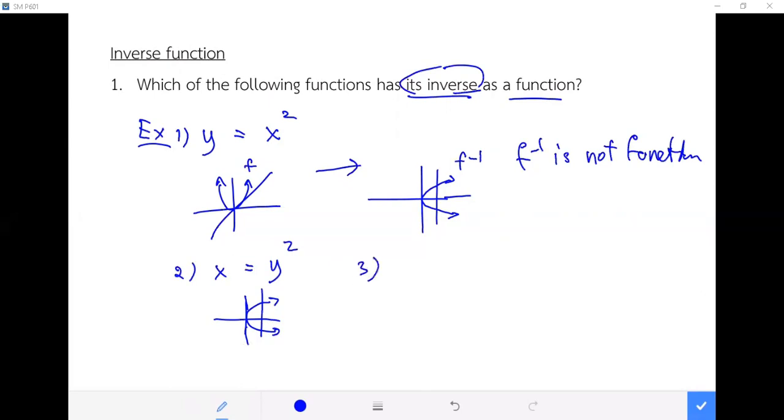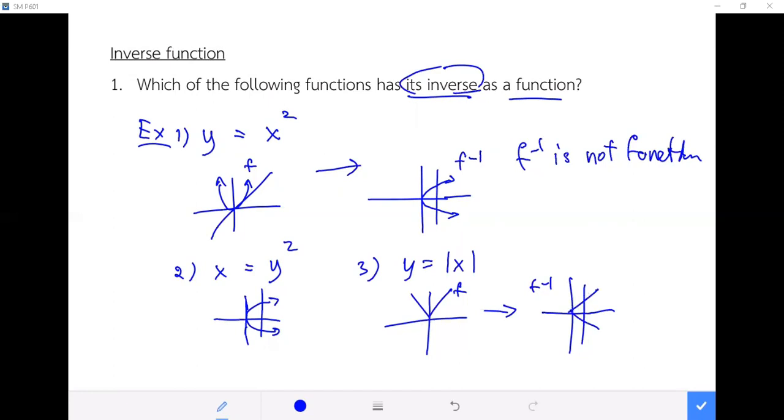Okay, let's say number 3. I just go random. Let's say I have y is equal to absolute x. It looks like a V like this, right? So a V, this is f. If you find f inverse, it's gonna go along the 45 degree. You flip it, it looks like this. Again, error. It doesn't pass the vertical test. So this is not a function. You're not gonna go for this. So you know what I mean, right?